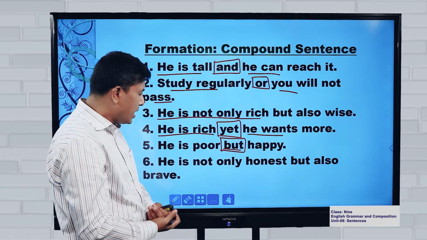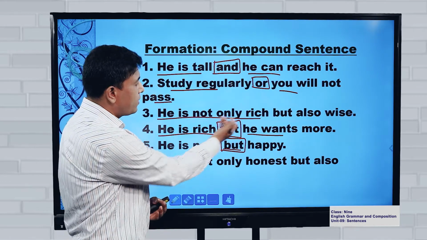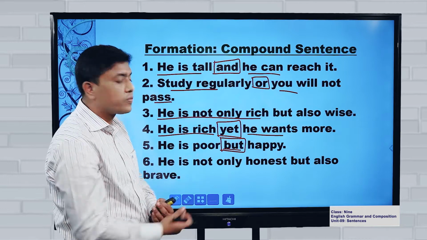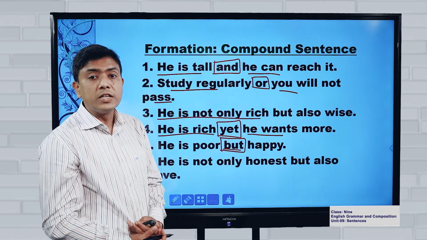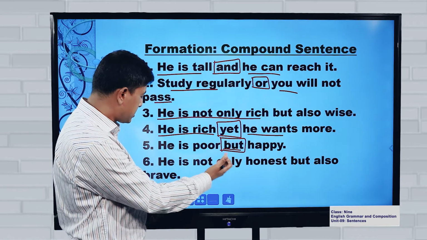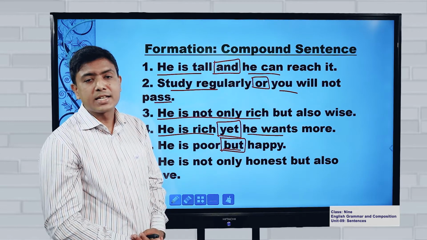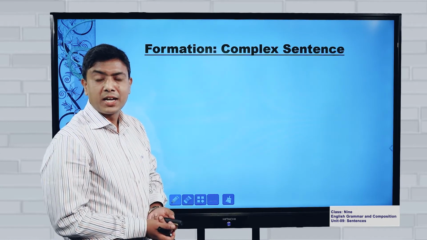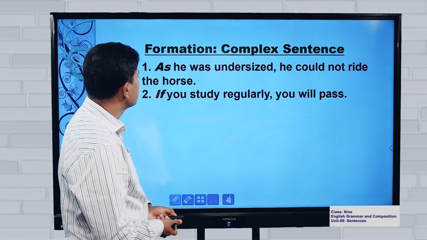And the last one, he is not only honest but also brave. Again, we have this particular idea, use of not only and but also. And here we have combined 2 independent clauses. He is honest, he is brave. And now we have made a compound sentence. Now, my dear students, last of all, some examples of complex sentences. Have a look at these examples.